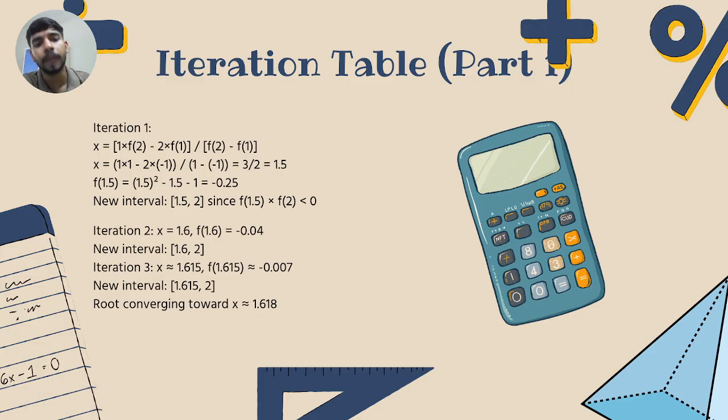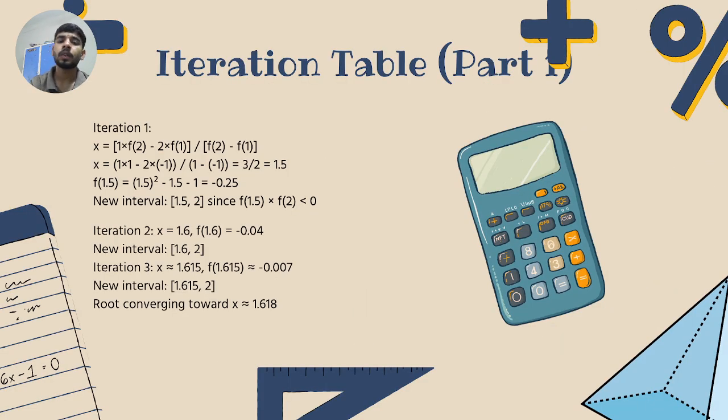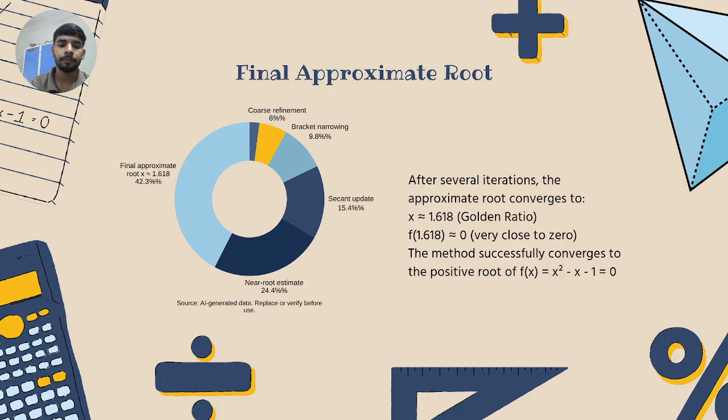Here again the value is in minus, so we change the value of a. Now we come to iteration 3, where the value is 1.615, and f of x, if we see, is less than our error approximation or tolerance, so we can assume it as a final solution, and the new interval is this. Root converging toward x, we can find the probable solution, as we have discussed here, that the solution would be nearby the golden ratio, that is 1.618.